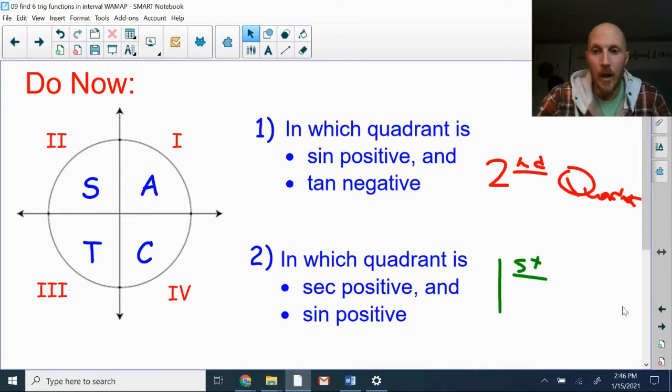Hey, welcome back. So in the first case, sine is positive. That's going to be quadrant 2. S for sine, that's positive. And in the second question, secant and sine both positive. It's only going to happen in quadrant 1 where all 6 trig ratios are positive.